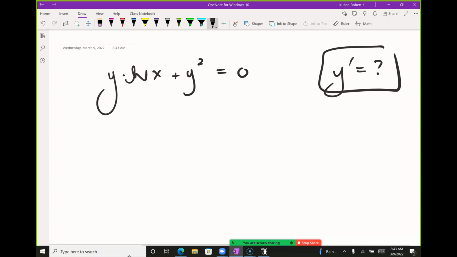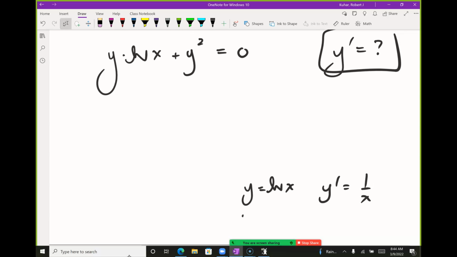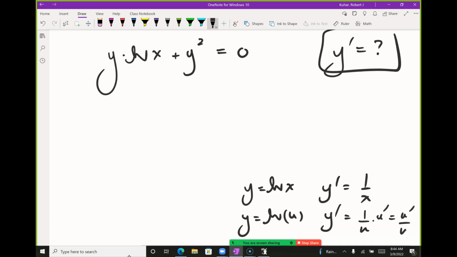Professor, can the ln appear on this exam? Yes, I can put ln on the exam, but I'm not going to put the ln trick on the exam. You know the derivative of ln, right? If y equals ln of x, y prime is 1 over x. And if y equals ln of u, what's y prime? It's still 1 over u, but I need a u prime, right? So u prime over u.